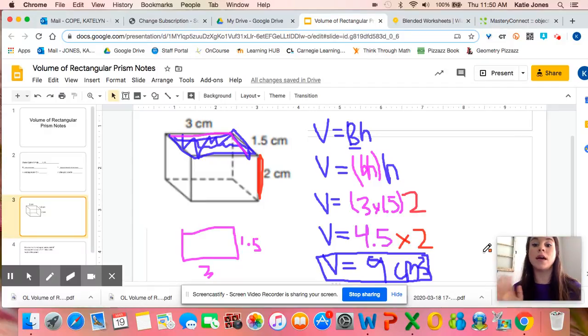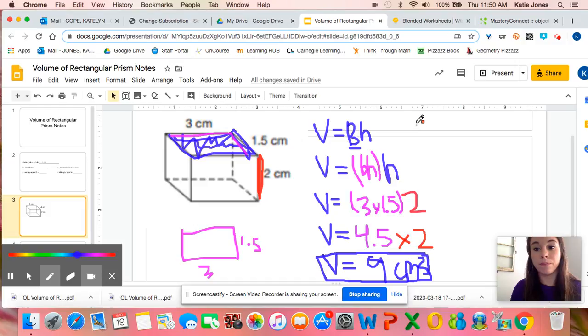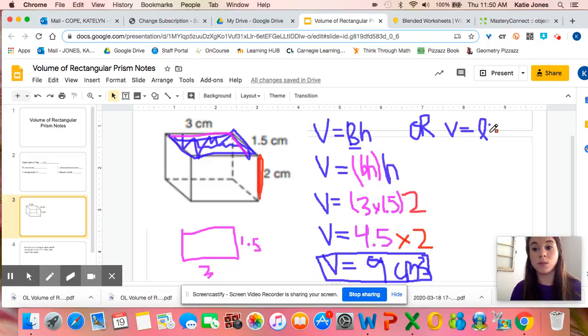All right, so that's great. It seems like a lot of steps, I know. So here's a little cheat that you can use. You guys could also use the formula V equals length times width times height, where all you're doing is taking your 3 numbers and multiplying them together, which if you look in this example right here is what we just did.